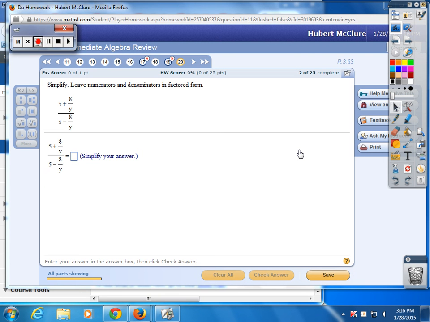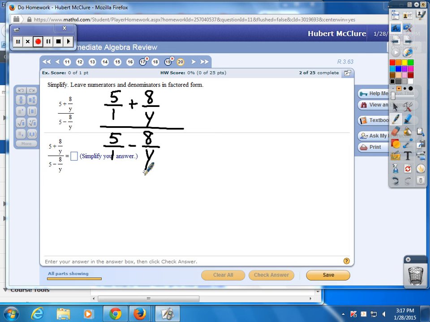Let me help you start off for those of you that are just sitting there. 5/1 plus 8/y over 5/1 minus 8/y. What is the common denominator of 1 and y? 1 and y. Yep, y.